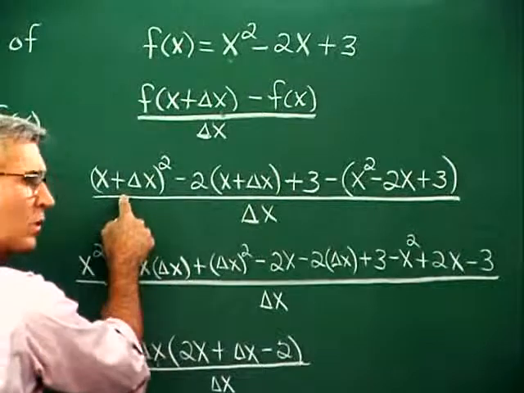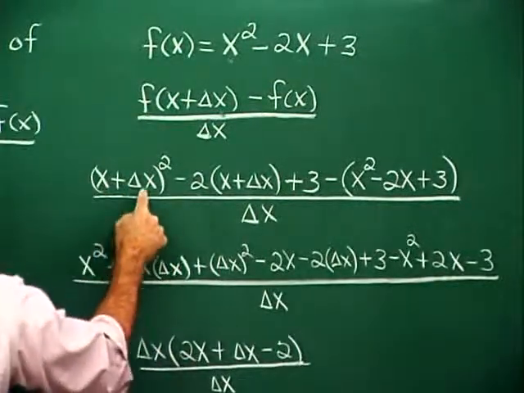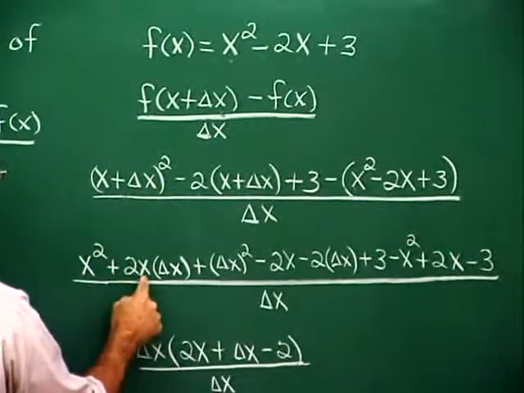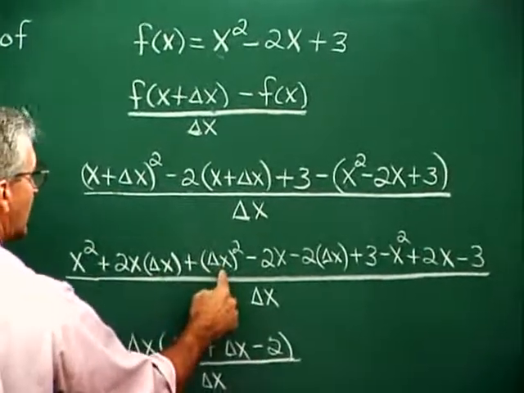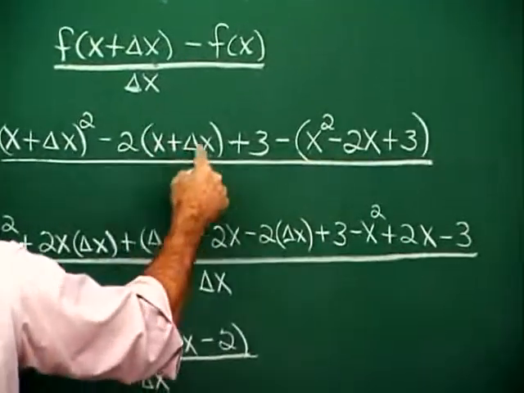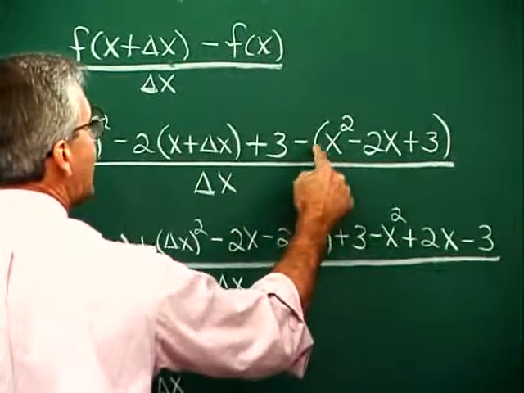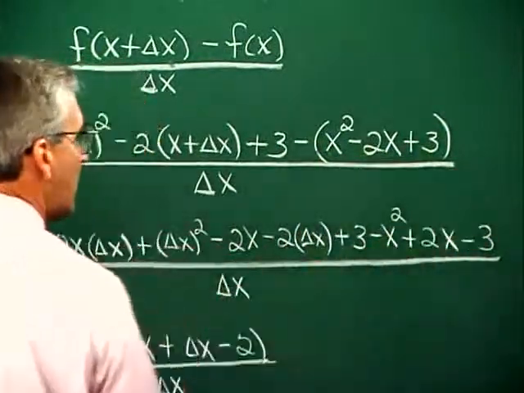Gee, it seems like we're squaring this binomial an awful lot, isn't it? Yeah, and we are. So x plus delta x all squared is x squared plus 2x delta x plus delta x squared, and then minus 2 times x is minus 2x, minus 2 times delta x is minus 2 delta x, and then plus 3, and then minus all of this. All the signs change and we bring down the terms.